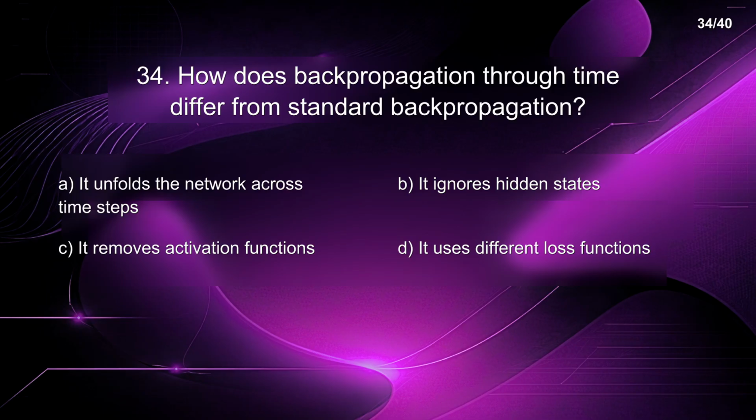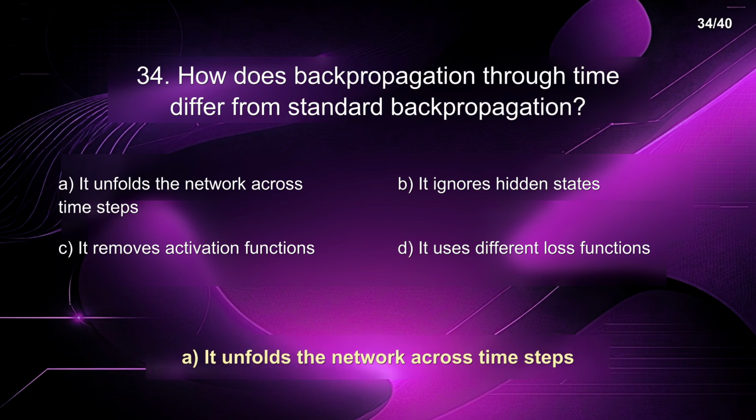34th question. How does backpropagation through time differ from standard backpropagation? A. It unfolds the network across time steps. B. It ignores hidden states. C. It removes activation functions. D. It uses different loss functions. Correct answer is A. It unfolds the network across time steps.